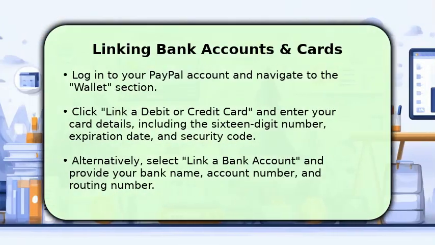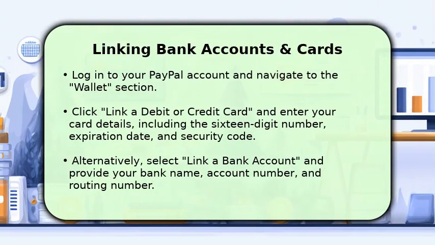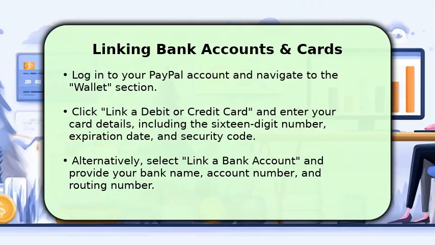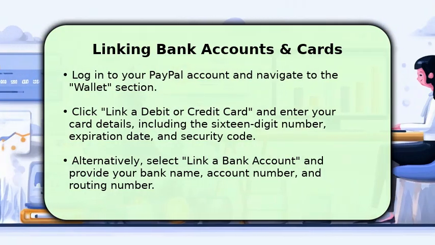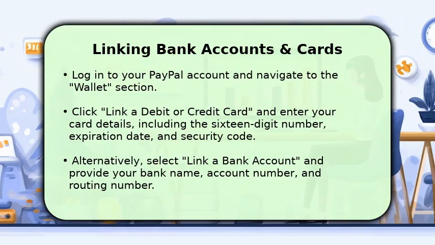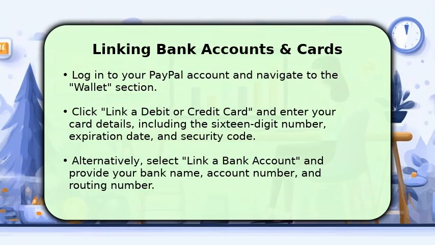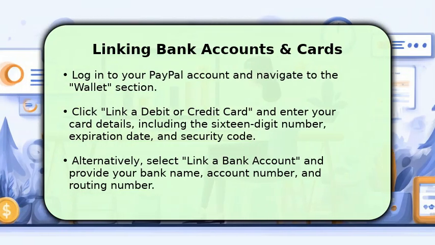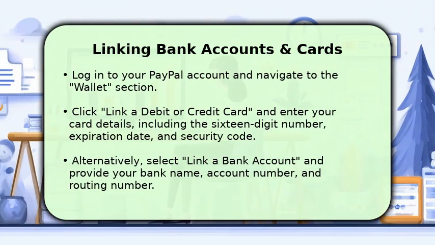Once your account is active, the next step is linking your payment methods. Log in and find the wallet section. Here, you can link a debit or credit card by entering its 16-digit number, expiration date, and the 3-digit security code. If you prefer, you can link a bank account by providing your bank name, account number, and routing number.